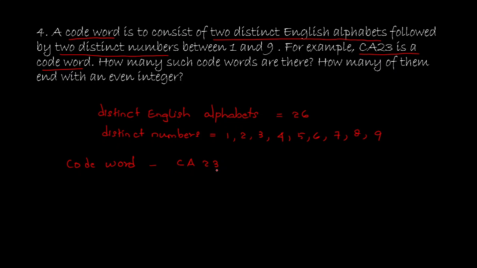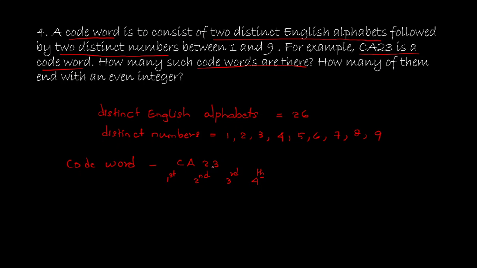It has a first place, second place, third place, and fourth place. How many such code words are there?